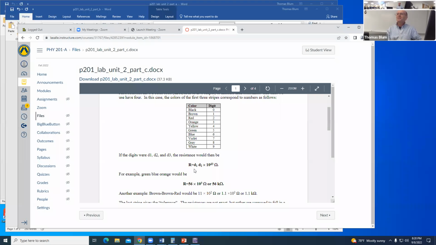Oh, okay. It's concatenation. Back in my intro programming class, I didn't declare them as numbers. I just put them next to each other and they just concatenate. The third number is a power of 10. We're kind of doing a scientific notation thing. Because it was orange, it's 10 to the 3, which is 1,000, which is kilo. So this would be 56 kiloohms.